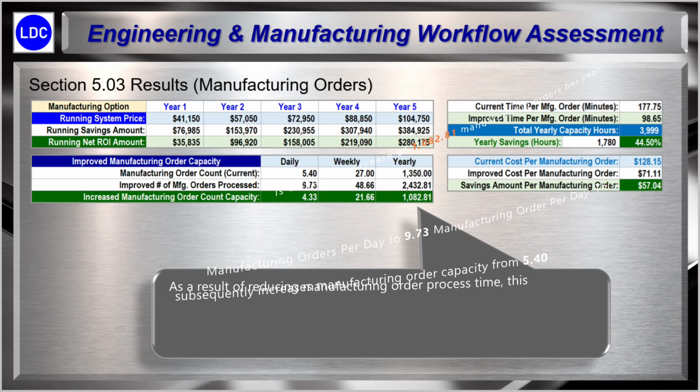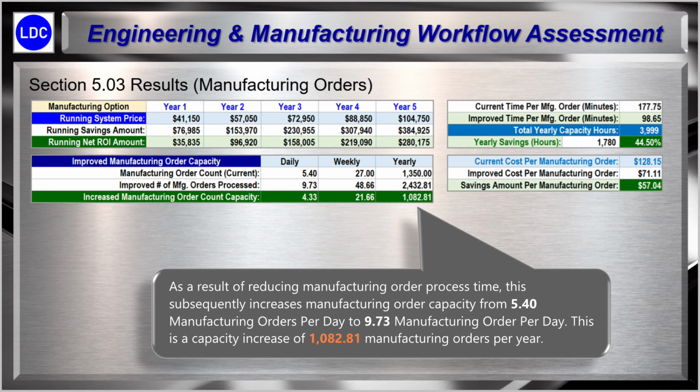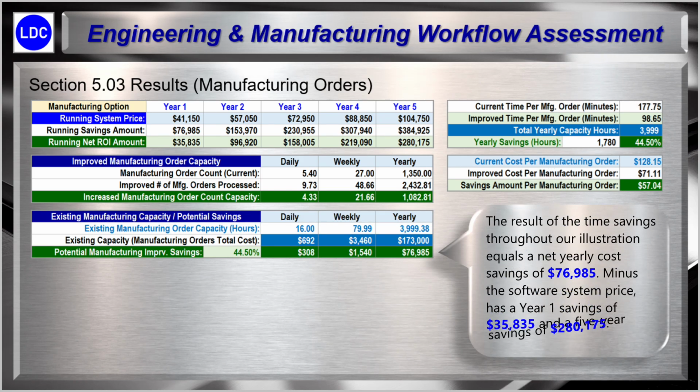As a result of reducing manufacturing order process time, this subsequently increases manufacturing order capacity from 5.40 manufacturing orders per day to 9.73 manufacturing orders per day. This is a capacity increase of 1,082.81 manufacturing orders per year. The result of the time savings throughout our illustration equals a net yearly cost savings of $76,985. Minus the software system price, has a year one savings of $35,835 and a 5-year savings of $280,175.